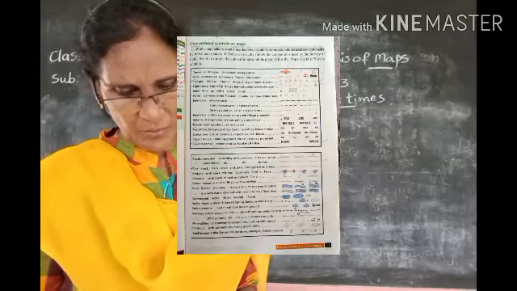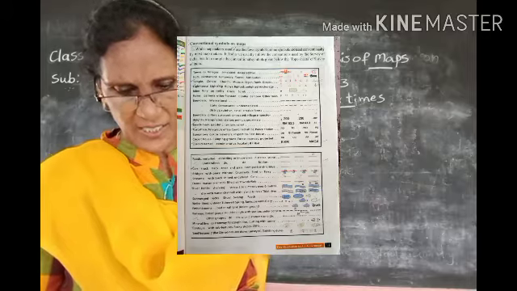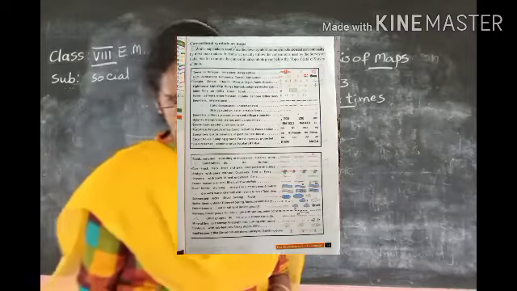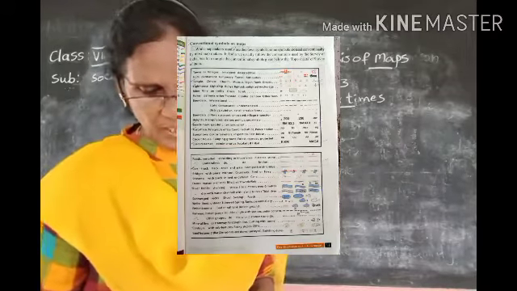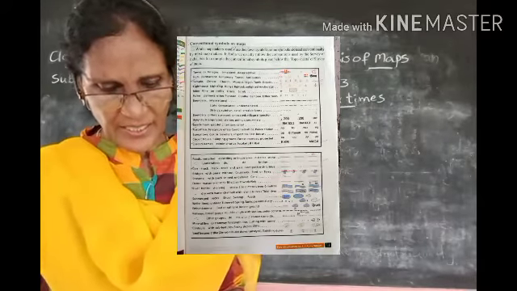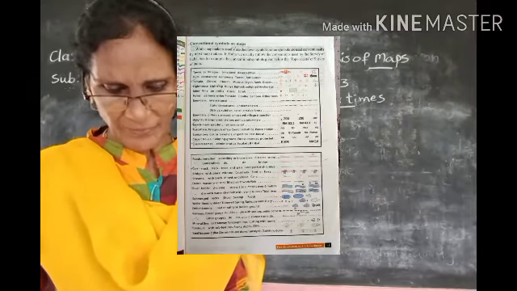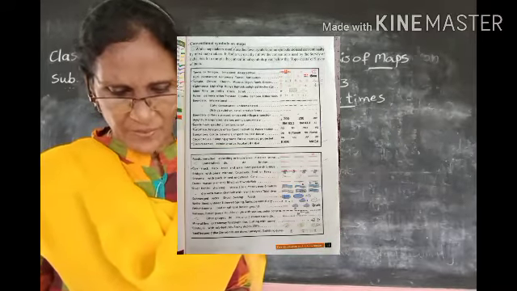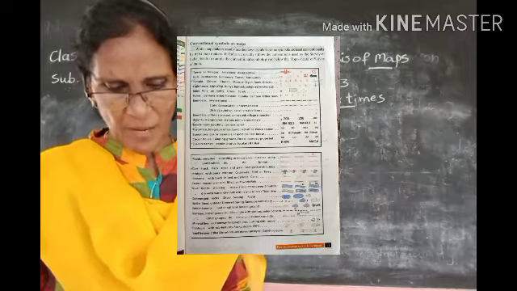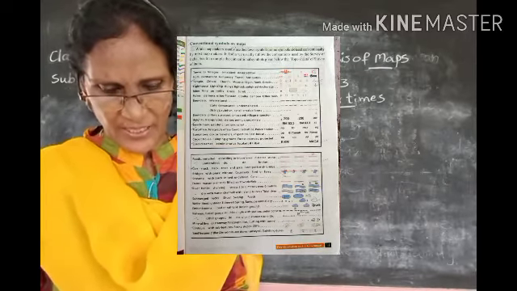There are, for example, political maps which give information about mandals, districts, states, countries, capitals, etc. The political maps are giving us capitals, where the countries, states, districts, mandals are. They are giving information. Physical maps show mountains, rivers, plateaus, etc.